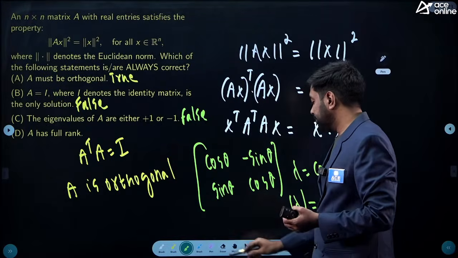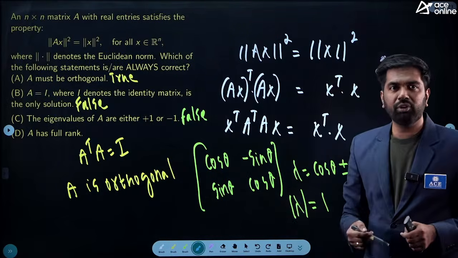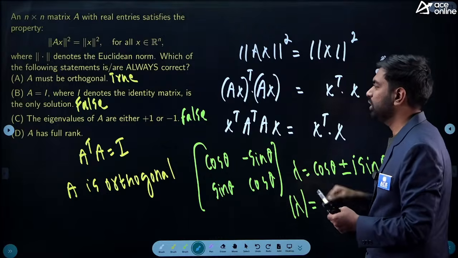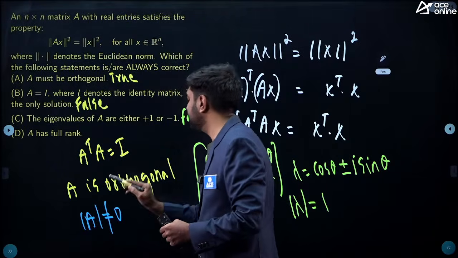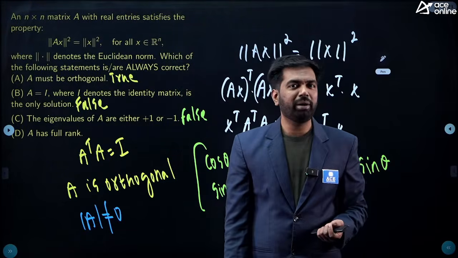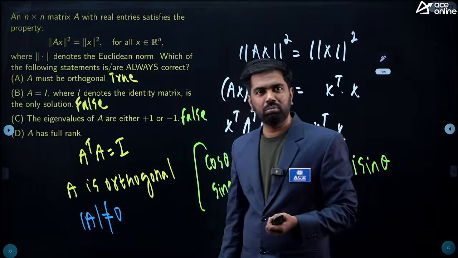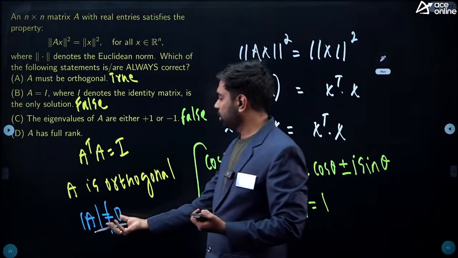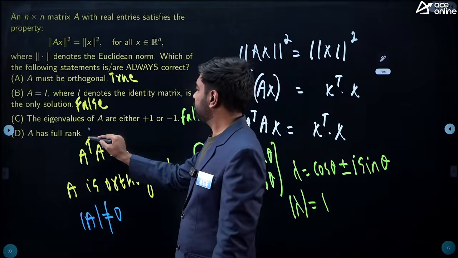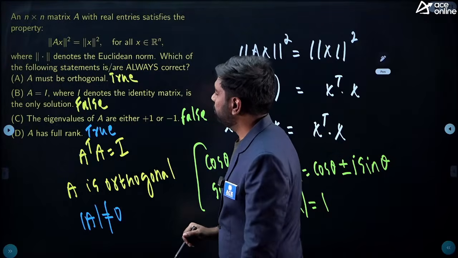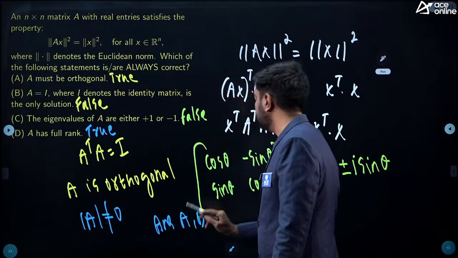Now coming to option D. The determinant of an orthogonal matrix, I think it is either 1 or -1. But sure, I can tell you that the determinant of the orthogonal matrix is never 0. So when the determinant of a square matrix is non-zero, it's a full rank matrix. If it's of order n, the rank is definitely n because it is non-singular. So this is true. So we got the correct options and the answers are A and D.